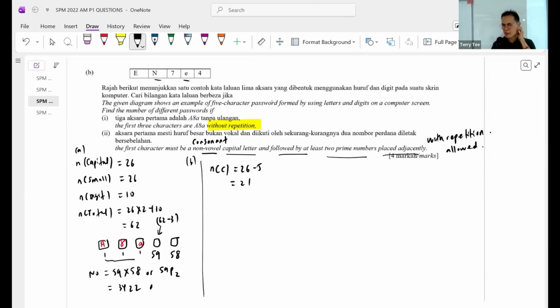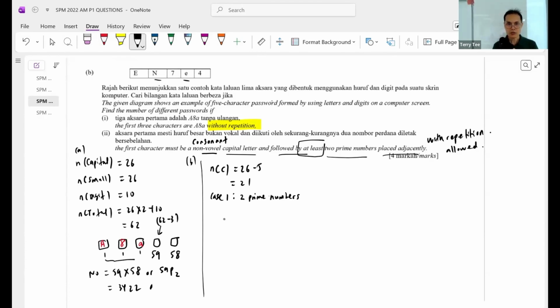Now, here's the problem. When you see the words at least, it means you have more than one option. They say followed by at least 2 prime numbers placed adjacently. So let's start with the consonant. Let me write down the first case, and you try to see whether this makes sense or not. We start with 2 prime numbers, exactly 2 prime numbers.